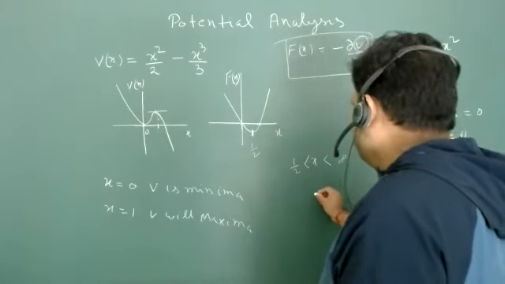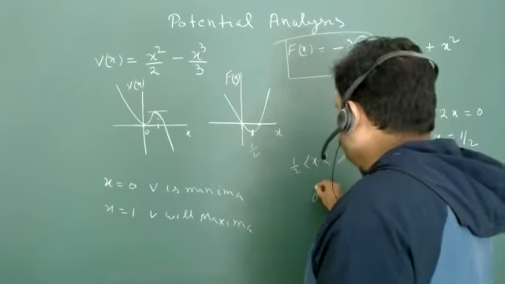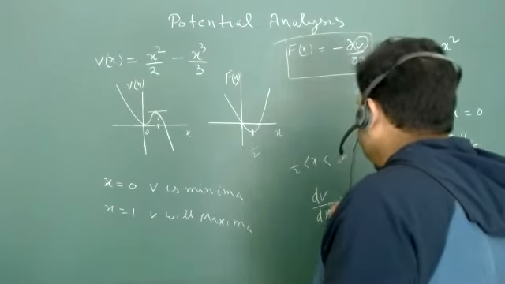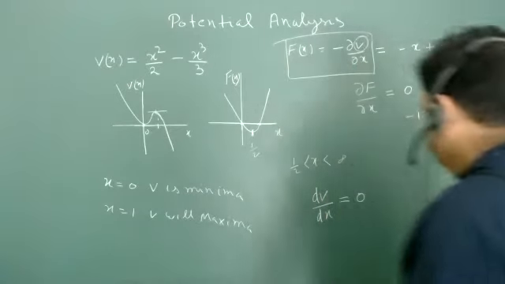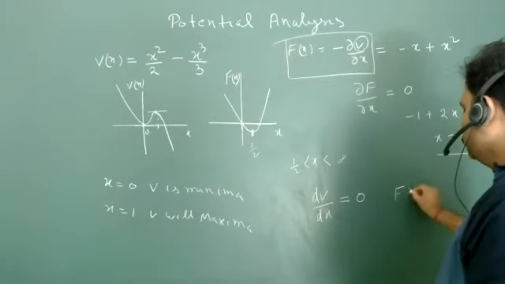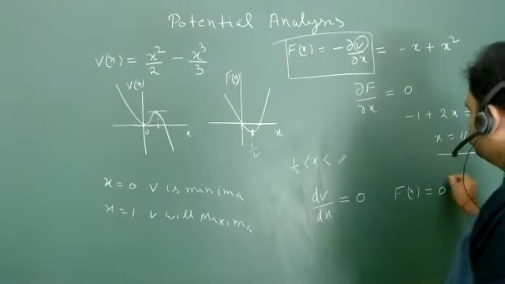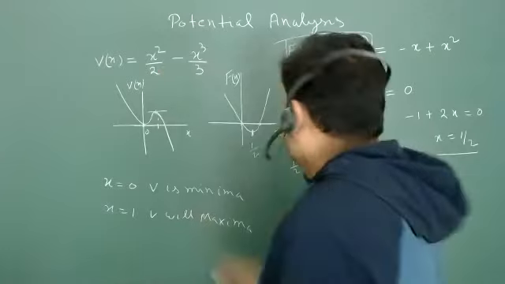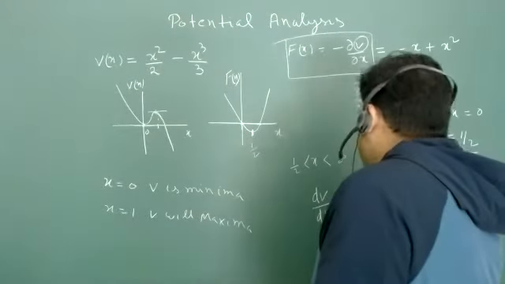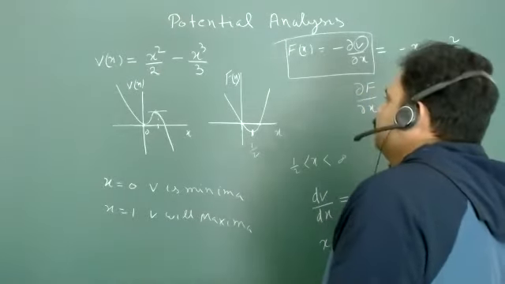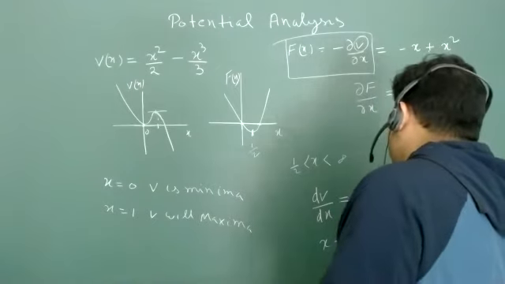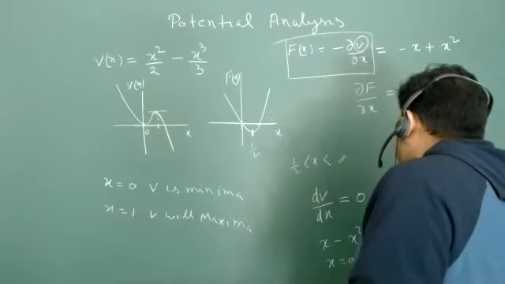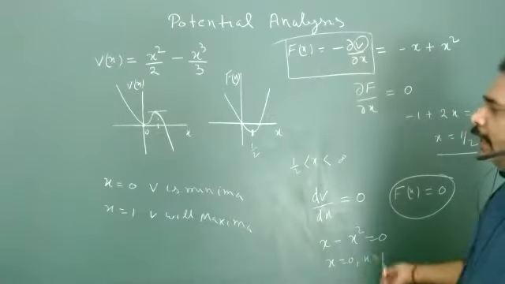Don't worry. Okay, so we have to go for dV upon dx is equal to 0. This is the condition of equilibrium, where force is equal to 0. Force is equal to 0 means we are talking about equilibrium. So when we go for this equation, we have x minus x square is equal to 0. So I can get x is equal to 0 and x is equal to 1. So these 2 points are equilibrium points.